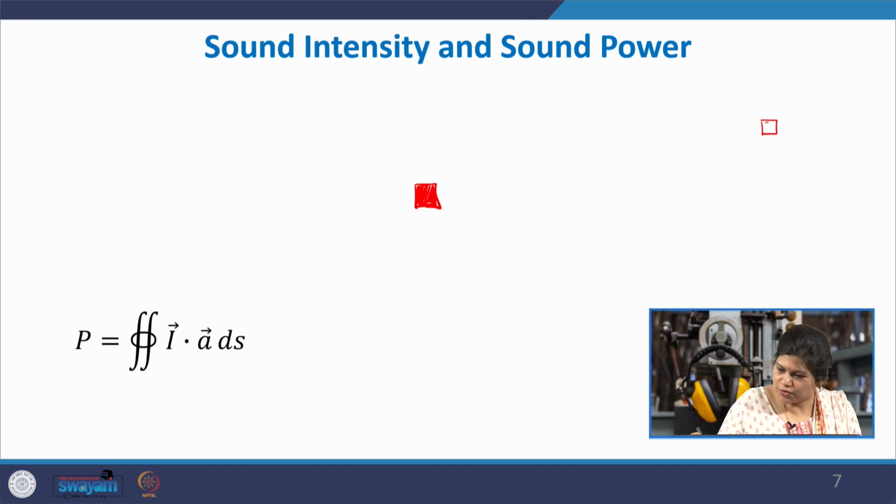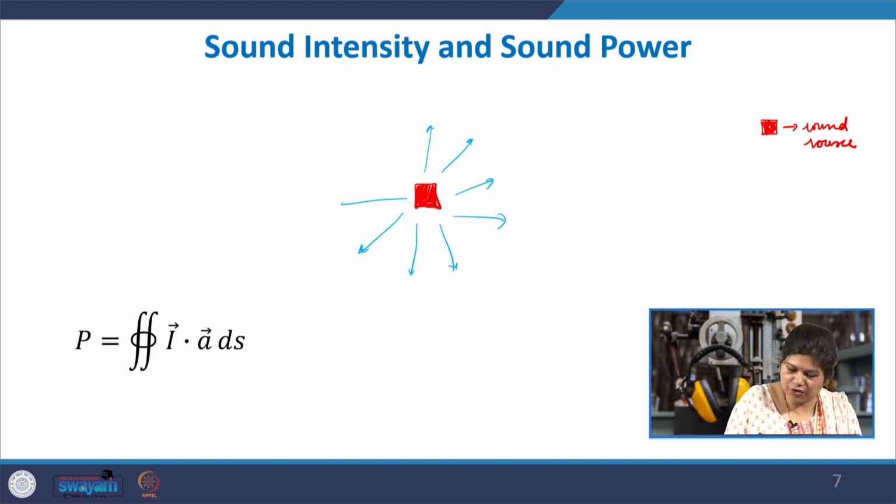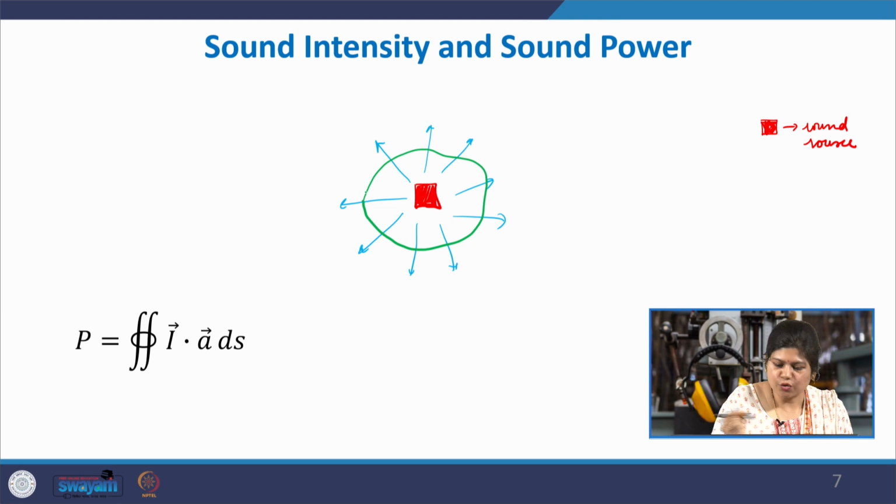This is the legend for this figure. This red blob means it is the sound source, and it is radiating away the sound energy, which I will indicate using these arrow-like lines, where each arrow indicates the direction of the wave propagation, the direction in which the energy is flowing outwards from the source. Now, suppose we have some surface, which I will indicate using this green color, which completely encloses the source. No matter what the shape of that surface is, it has to completely enclose the source.